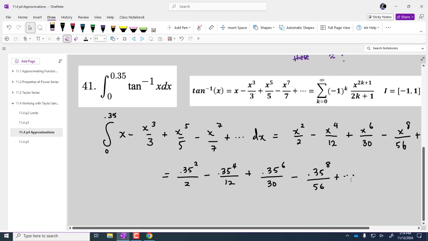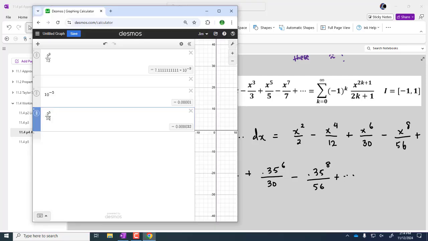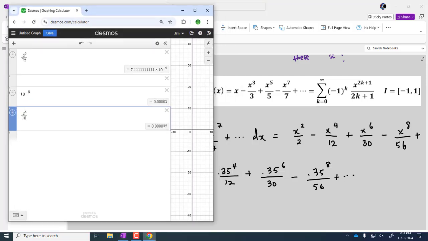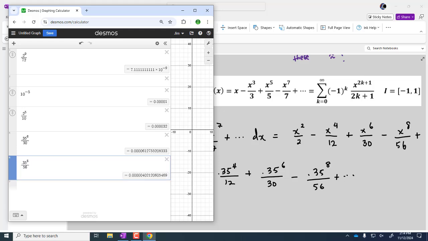So let's see. What term? I'm going to guess 0.35 to the 6 divided by 30. Is that less? So we have 5th position, 1, 2, 3, 4, 5th. Nope, not yet. So this one is going to beat it by a lot, I would suspect. So 1, 2, 3, 4, 5. Yep, so that one's less.